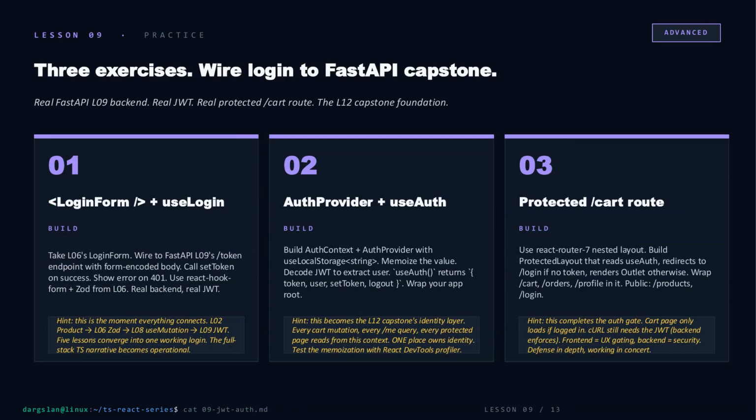Time to build it. 3 exercises that wire everything together against the real FastAPI backend from the companion series. First, take the login form from Lesson 06 and wire it to the auth token endpoint, React Hook Form, Zod, real JWT coming back. Second, build the AuthContext and auth provider with useLocalStorage, memoized value, JWT decode for the user. This becomes the capstone's identity layer. Third, a protected layout using React Router 7 nested routes that gates cart, orders, and profile behind useAuth. 5 lessons converging into one working login.